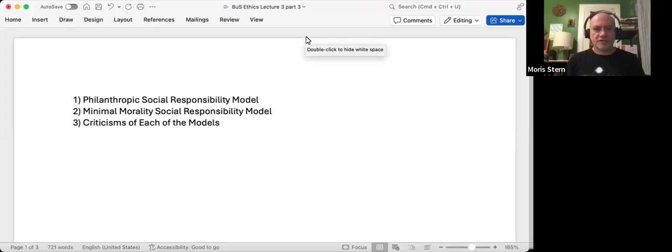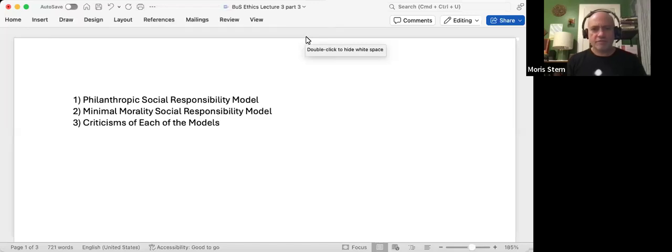We are now doing aspect 3 of Desjardins' third chapter of his Introduction to Business Ethics, in which there is a discussion of 5 models of social responsibility. We will look in this session at the philanthropic social responsibility model, minimal morality social responsibility model. And we'll also look at the criticisms of each of the models.